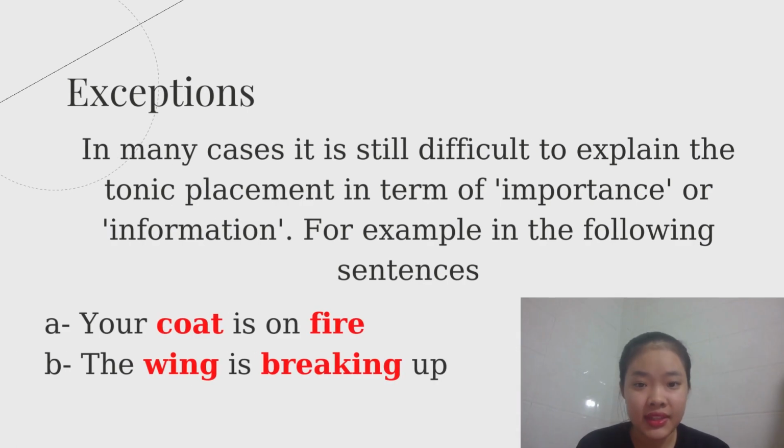Exception: in many cases it is still difficult to explain the tonic stress in terms of importance or information. For example, in the following sentences: A. Your coach is unfair. B. The wind is breaking up.